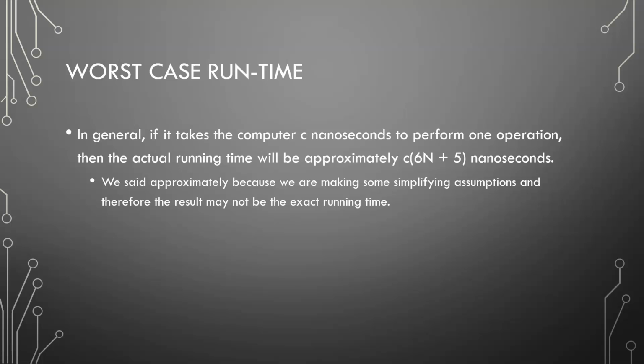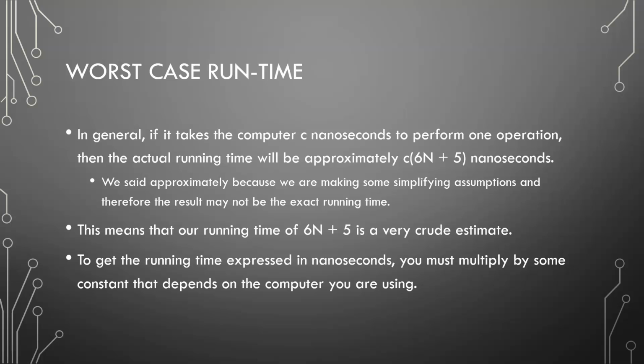Now, we did say approximately because we are making some simplifying assumptions, and therefore the result may not necessarily be the exact running time. This means that our running time of 6n plus 5 is ultimately a very crude estimate. So to get the running time expressed in nanoseconds, you must multiply by some constant that depends upon the computer you're using.